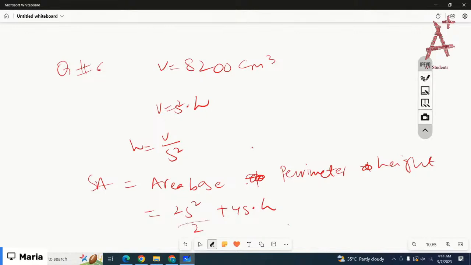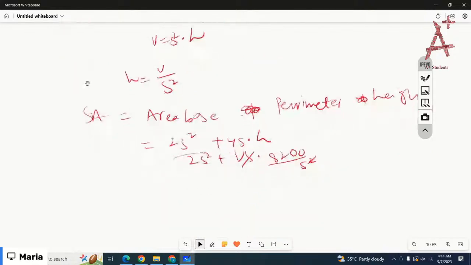It would be 2s square plus 4s times 8200 divided by s square. So s square and s cancel out. You are left with 2s square plus, you have to multiply, it is 4. 4 times 8200 is 32,800 divided by s, right?